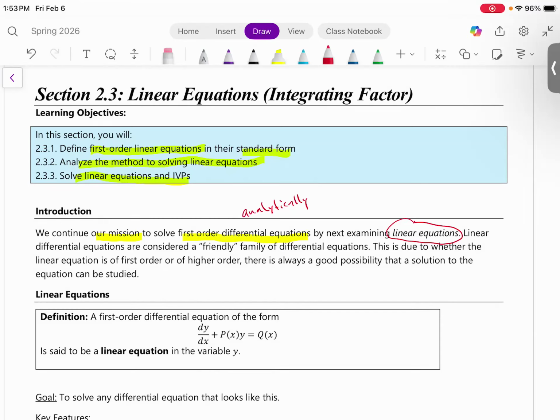Something like separable equations is something that was probably covered in Calculus 2 to some extent, and it was a bit of a review. But now we're going to learn something brand new for differential equations that you probably haven't seen before. Okay, so linear differential equations are considered a friendly family of differential equations. This is due to whether the linear equation is of the first order or of higher order. There is always a good possibility that the solution to the equation can be studied.